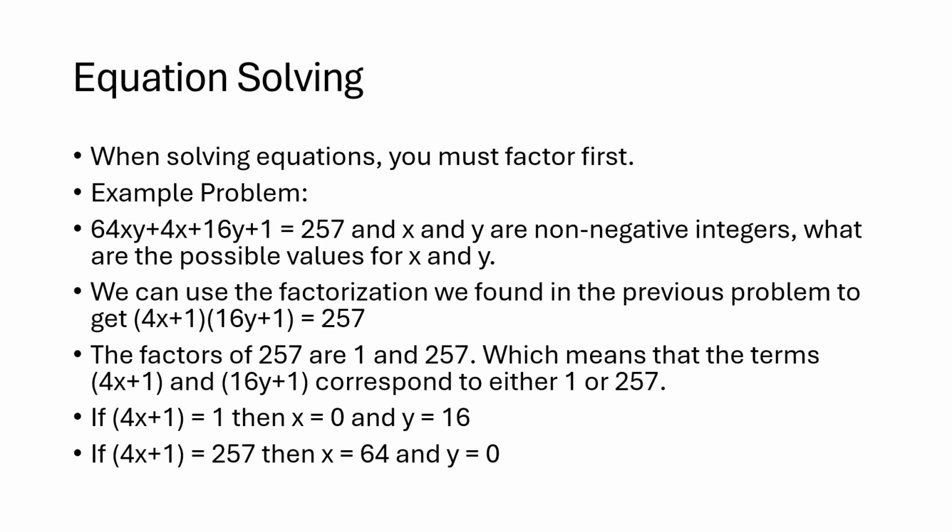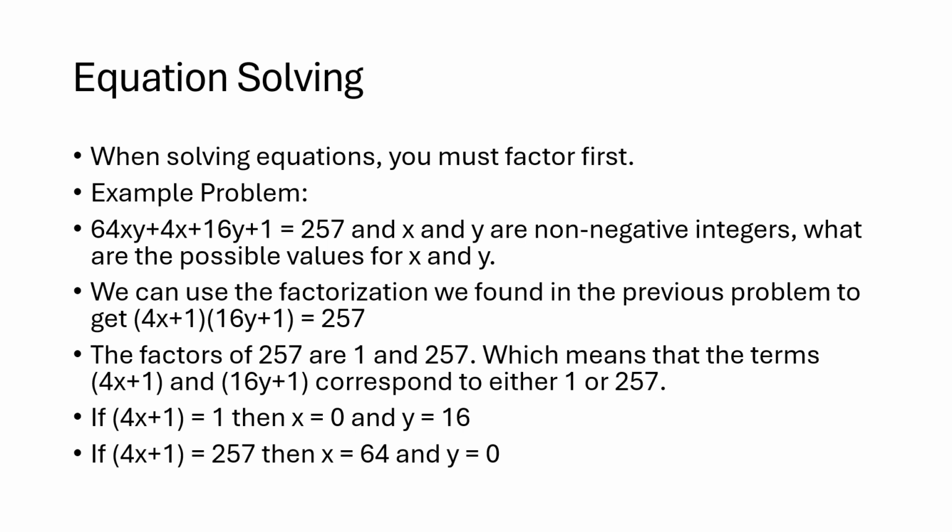If 4x plus 1 equals 1, that means x has to be 0, because 4 times 0 plus 1 equals 1. This also means 16y plus 1 equals 257, so y must be 16, because 16 times 16 is 256, plus 1 equals 257.